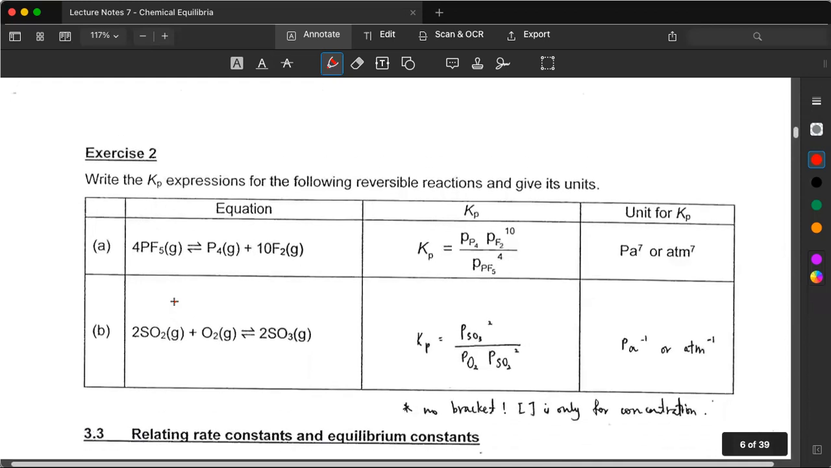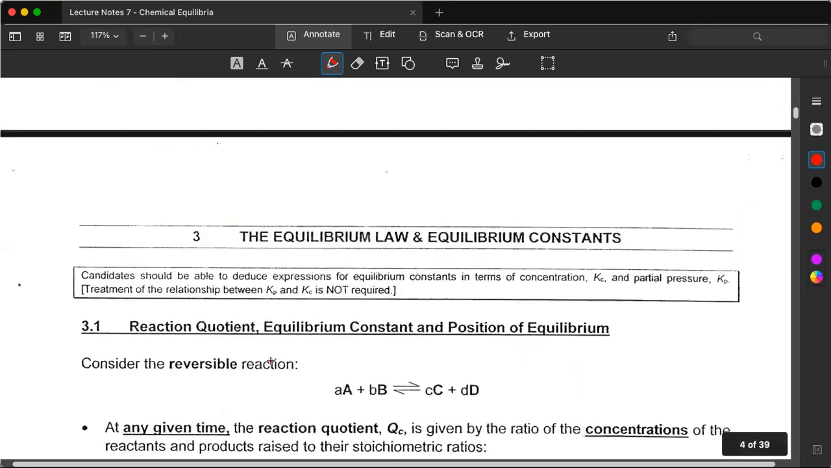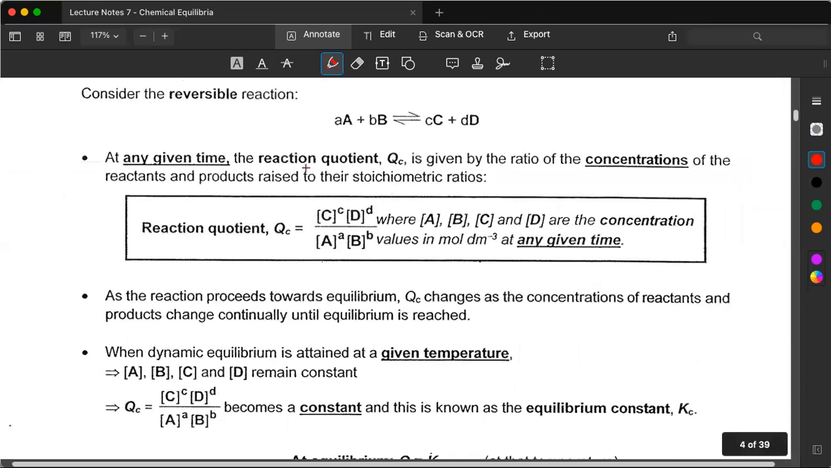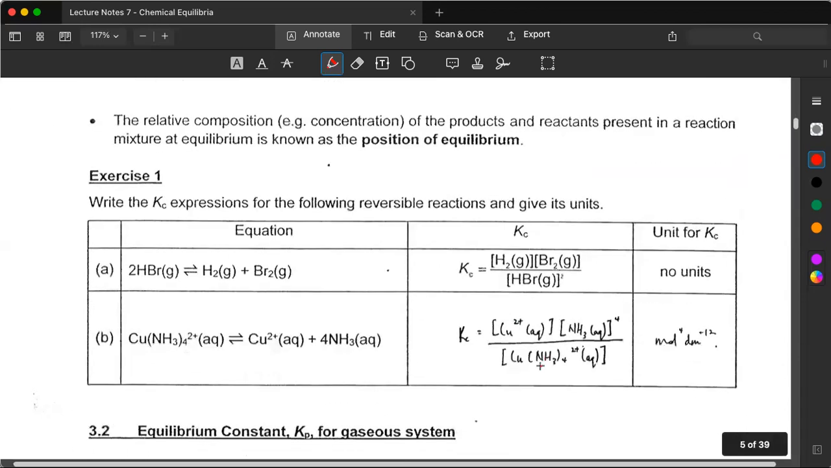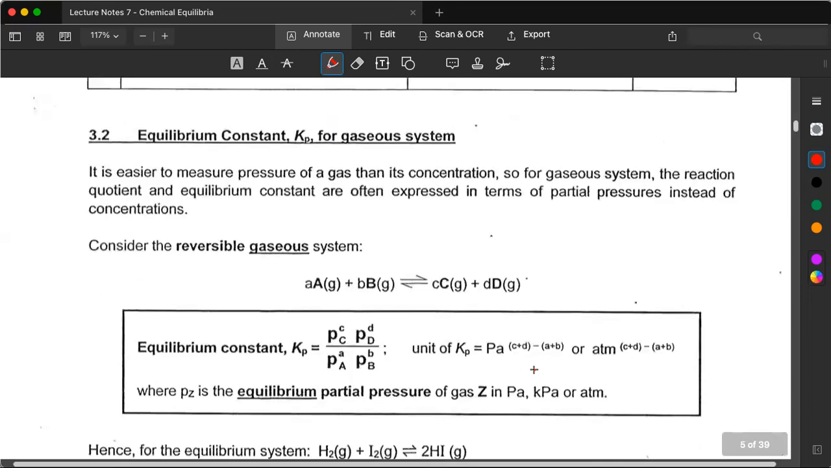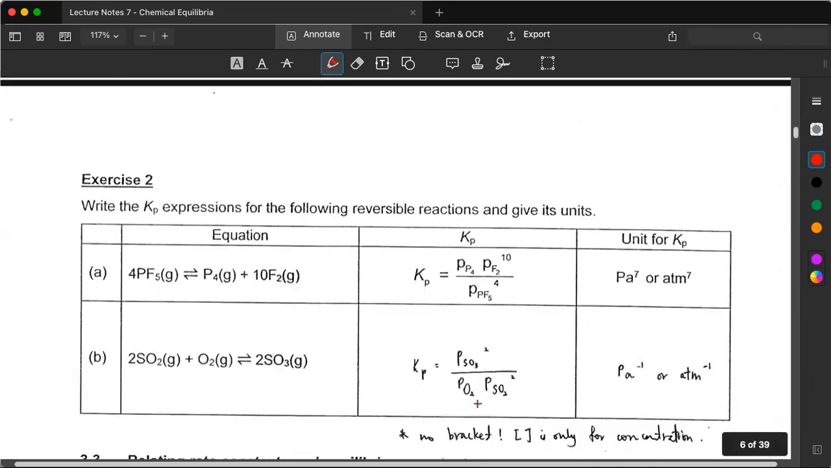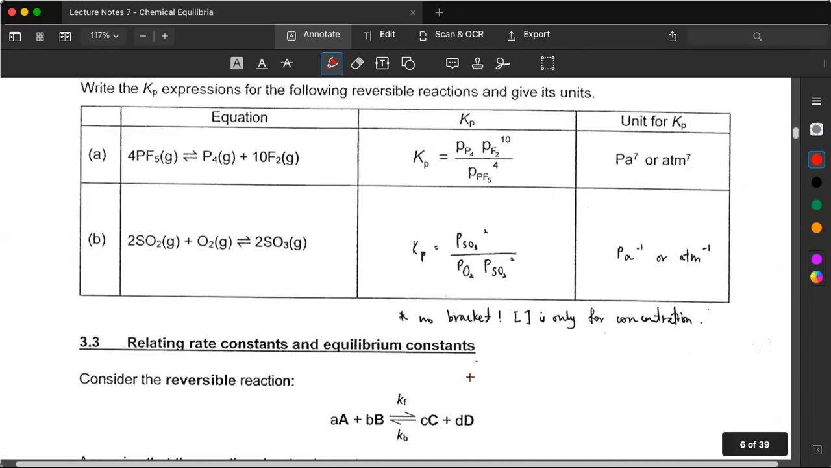Here's another exercise, similar to exercise 1, where you need to write the correct expression for Kp and get the right units. Make sure that when you express Kp, you don't include the brackets. Brackets are only for concentration. When we refer to pressure, we just put a capital P with the subscript of the individual gases.